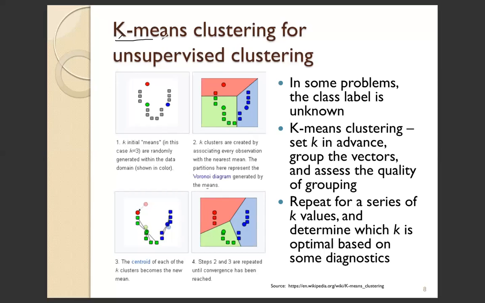So K-means clustering. Basically the algorithm is like this. It's very simple. It just consists of iterations of 3 steps. First, suppose you have this data.